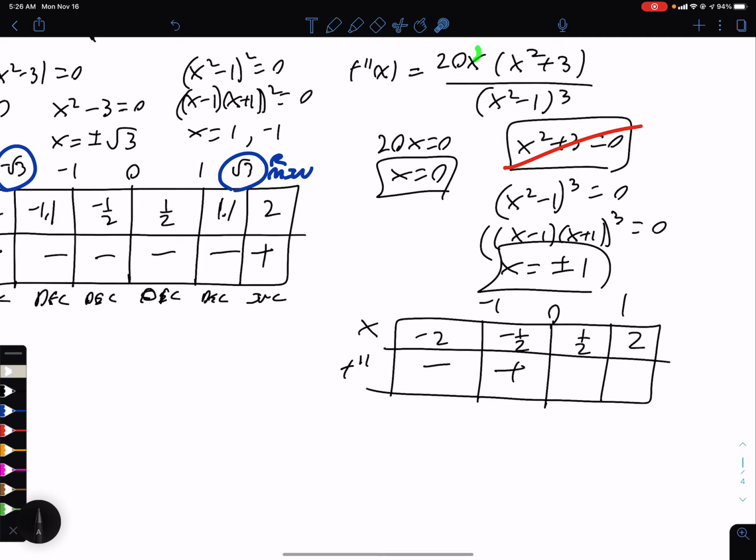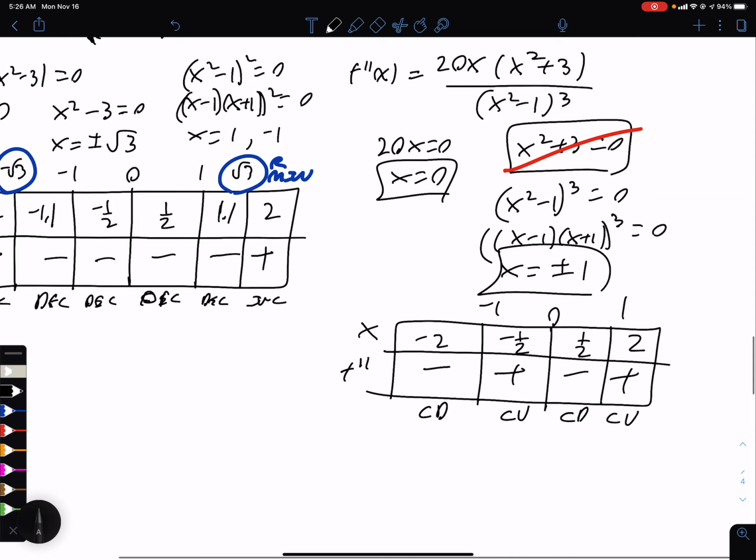Plug in a half, you put in a half there, that's going to be positive. And a half squared is 1/4 minus 1, that's negative. So positive and negative make negative. And one more, 2, that makes that positive. And this is positive, so we're going to get positive. So what does that tell us? Concave down, concave up, concave down, concave up. Wow, we're not done. We got more to go. Okay, we have more going on in this problem.